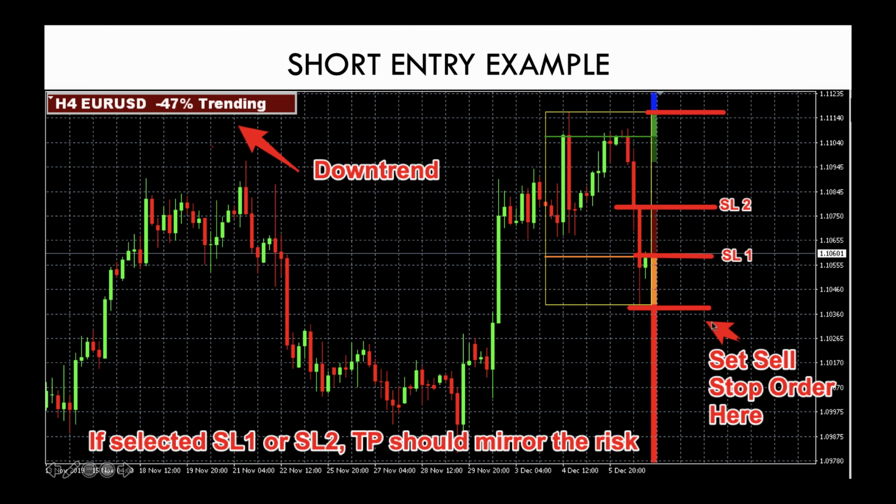And once you set the sell stop, next is to set the stop loss level 1 or choose stop loss level 2. If you have chosen stop loss level 2, then you want to set the range, as in this example it is about 40 pips, so you want to set the take profit as 40 pips. So again, the idea is to always trade on a 1-to-1 risk reward ratio.